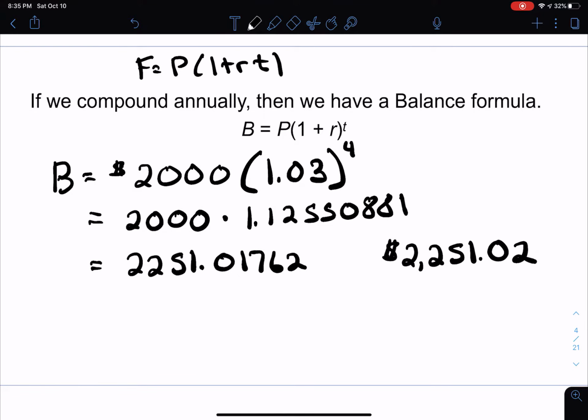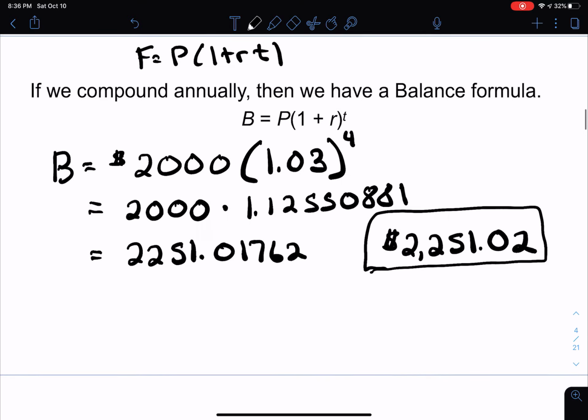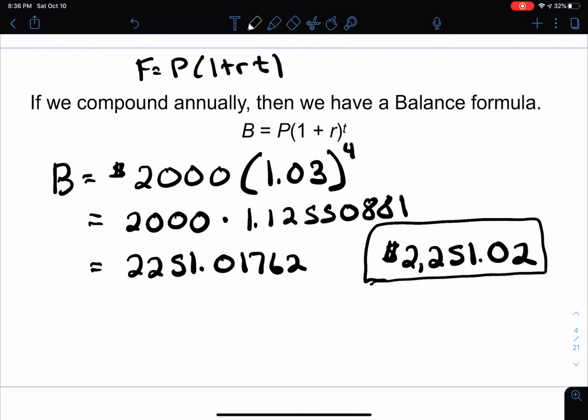So that tells you your future value if you do compound interest yearly after so many years. Pretty cool, huh? So with the initial principal, this B is your future value, the balance, the full balance that'll be in there at the end of your time period. Pretty neat, huh?